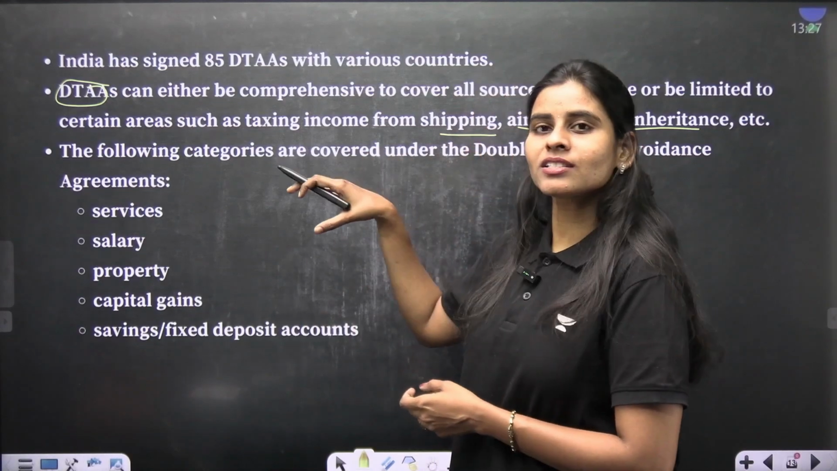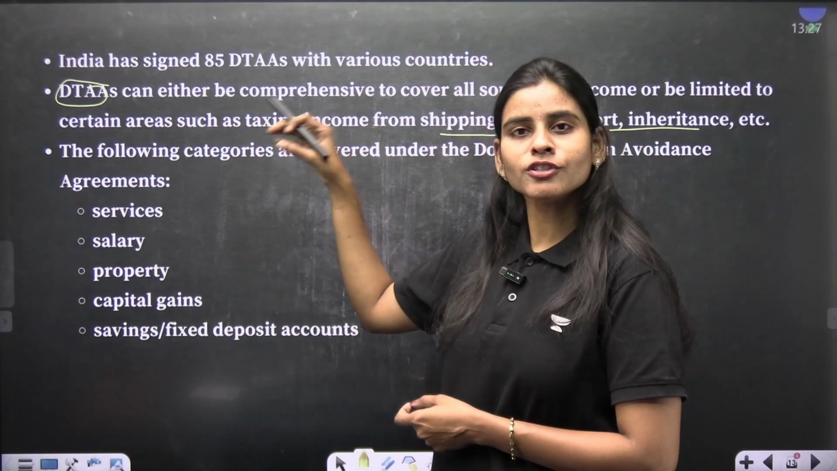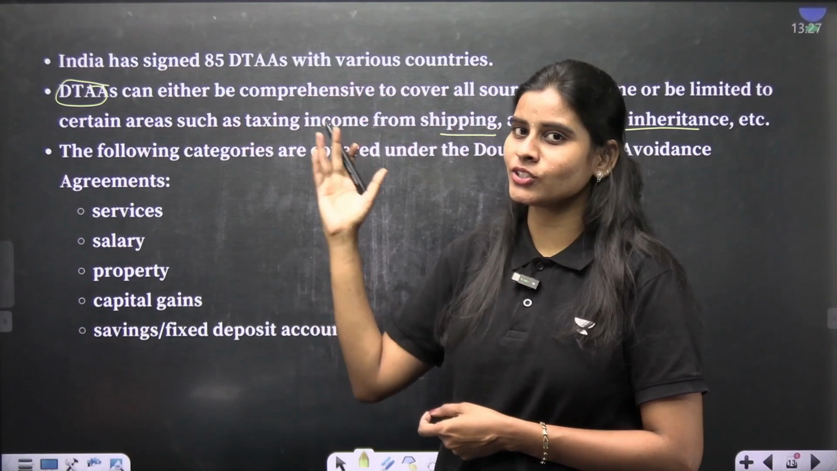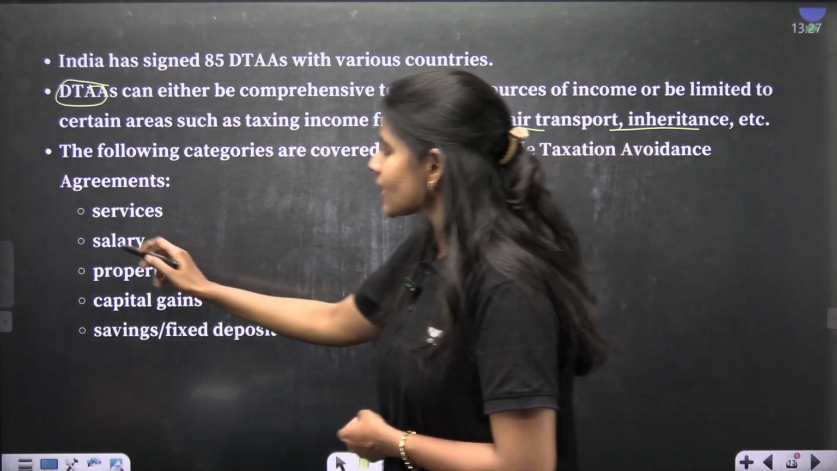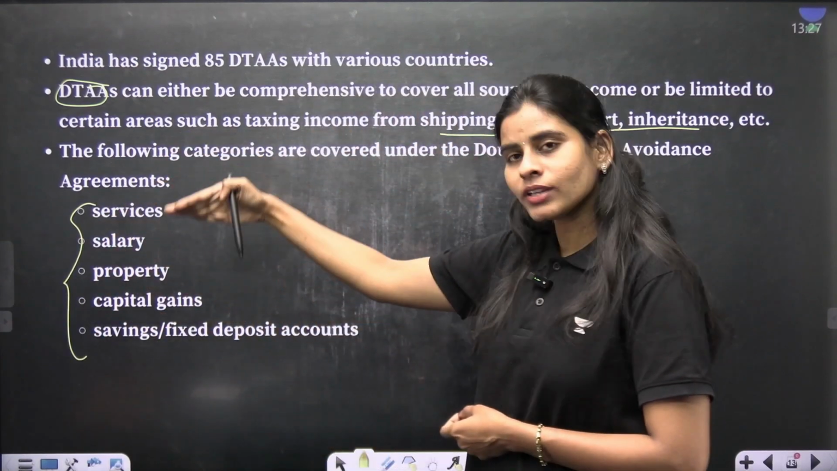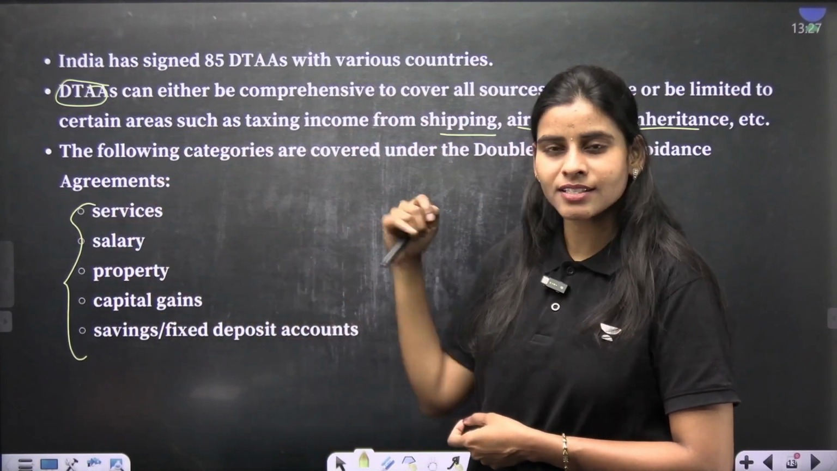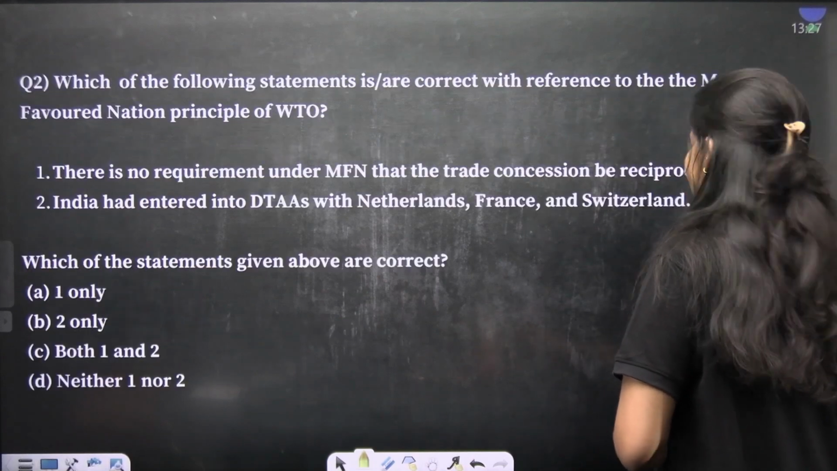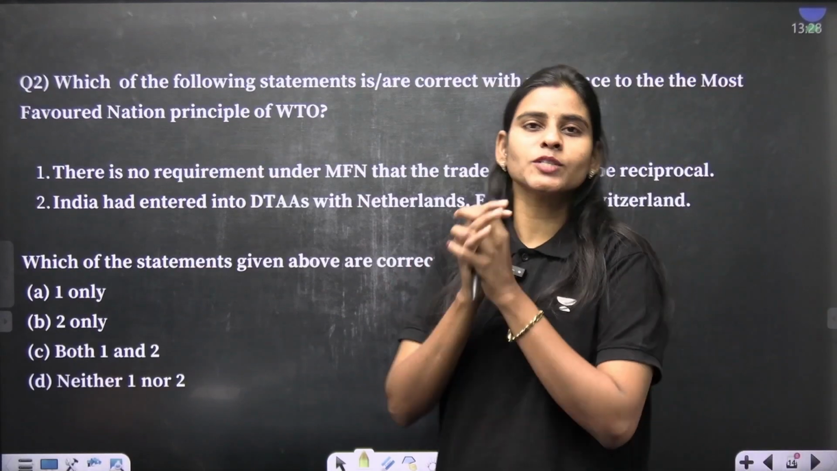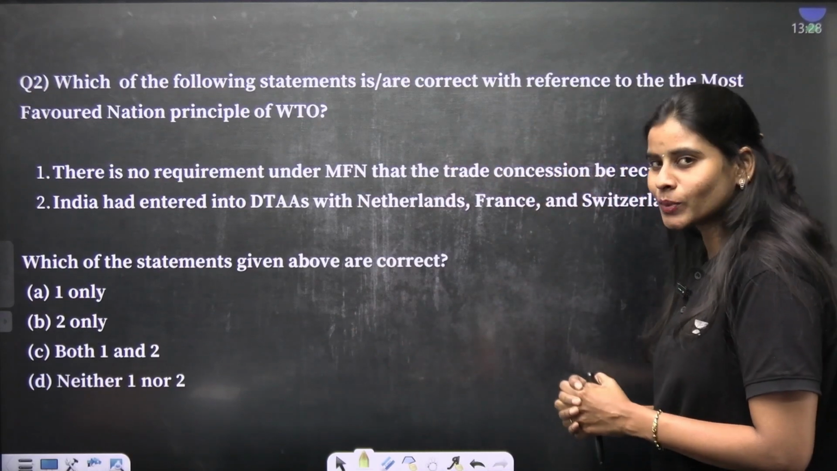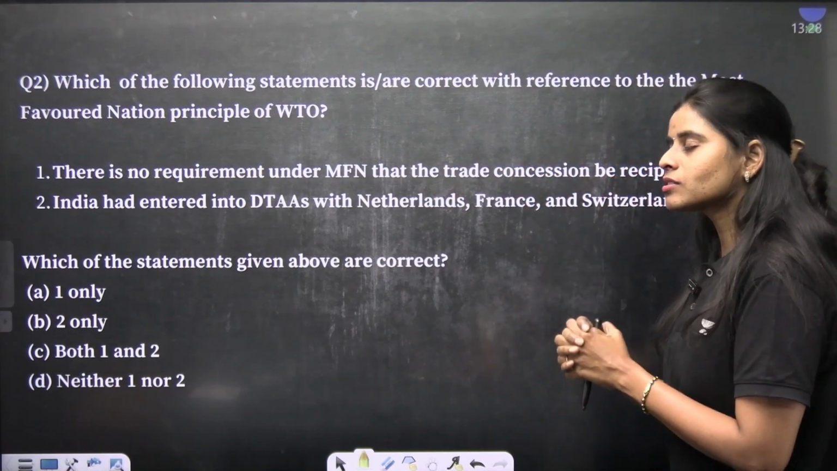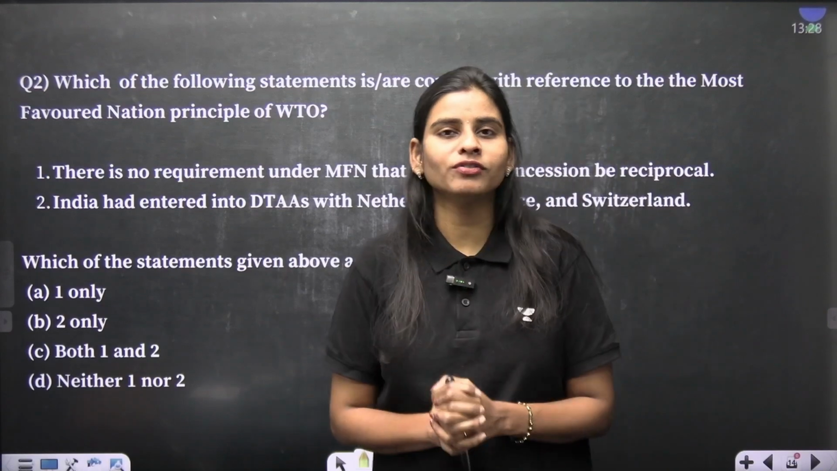So let's try to understand this in a simple fashion so as to clear the examination and not get too much into the details. So these are the different types of categories that are covered under this DTAA. Now let's move to the second important as well as interesting question. Which of the following statements are correct with reference to the most favored nation principle of WTO?